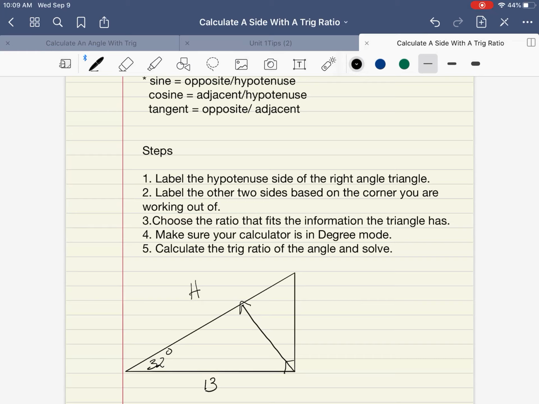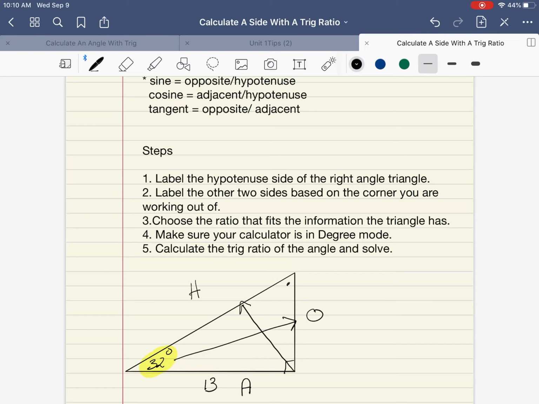Now, label the other two sides based on the corner you're working out of. So what we want to do is work out of this corner because we know that angle. Working out of that corner, that'll be the opposite side, and then the adjacent side's the one that's left over. Now, if I wanted to, I could work out of this corner, because knowing all three angles add up to 180, I could easily calculate what that one is. But since they gave me that one, I'm just going to work out of that corner, but that's going to be your choice.